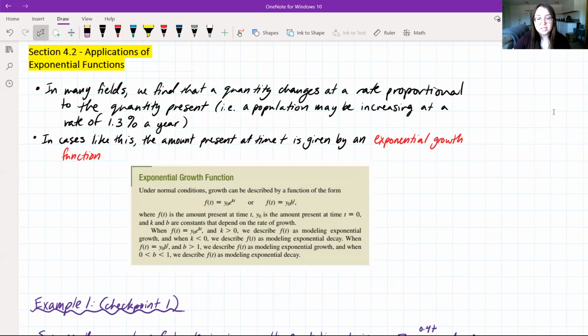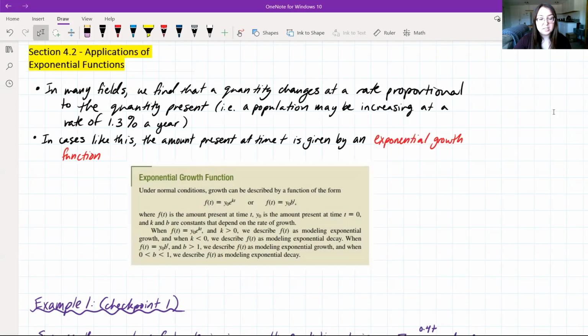Then we have y naught e to the kt, or we have f of t is equal to y naught times b to the power of t, where f of t is the amount present at time t, and y naught, or y sub 0, is the amount present at time equals 0, so the initial time when time has not passed at all, our starting value. And k and b are constants that depend on the rate of growth.